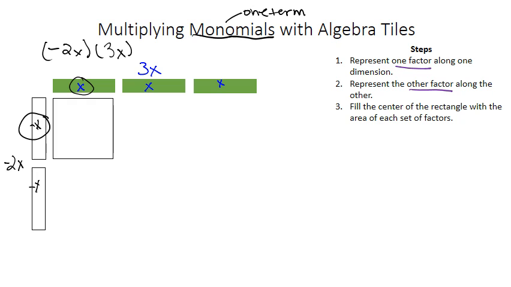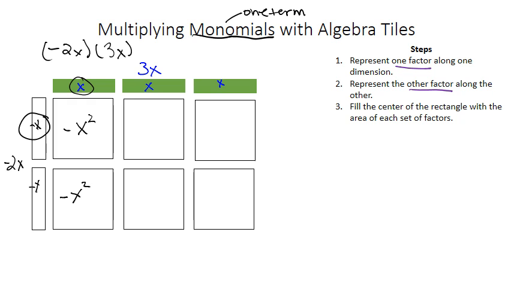Then I look down below. Again, I have x times negative x, so I'll have another negative x squared box. Each of these boxes represents negative x squared. Eventually, we fill in all of our sections down below the rectangles with these white boxes. And each white box represents one negative x squared. There are 6 boxes, so that means that negative 2x times 3x is equal to negative 6x squared.